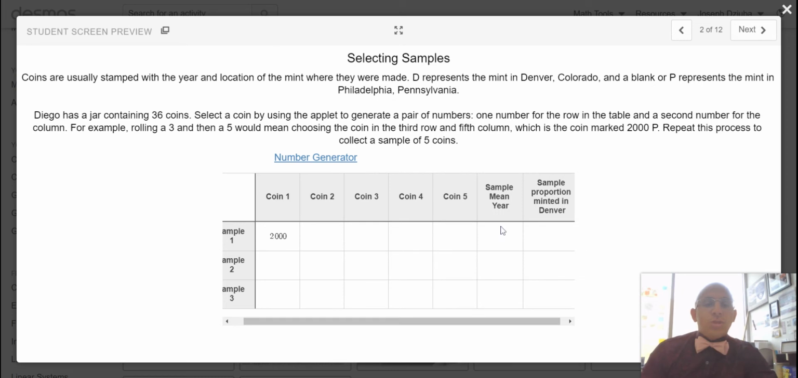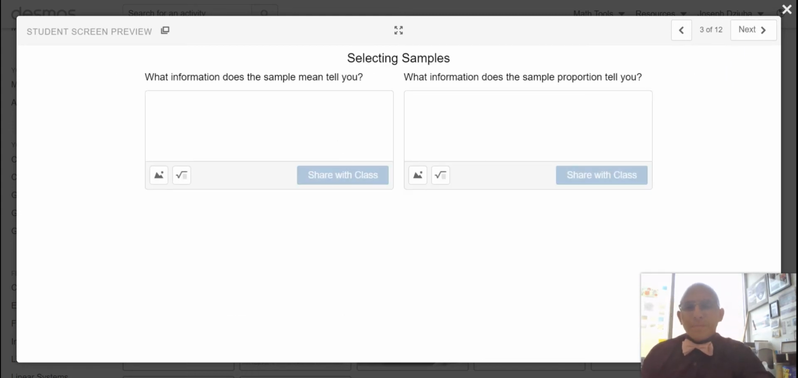Okay. At the conclusion, you'll calculate the sample mean year. So remember, when we're calculating the mean, the average, we would be adding the years from the 5 coins and dividing by 5, our total. And then I would like for you to calculate the proportion of the 5 coins that were minted in Denver. And we'll have a class discussion about those two values. But using that information, I would like for you to describe in words what information the sample mean tells you, and what information the sample proportion tells you.